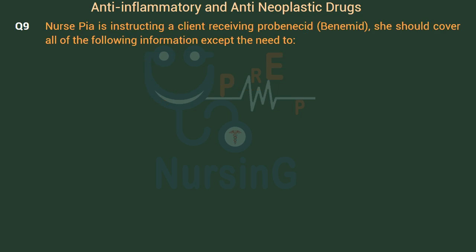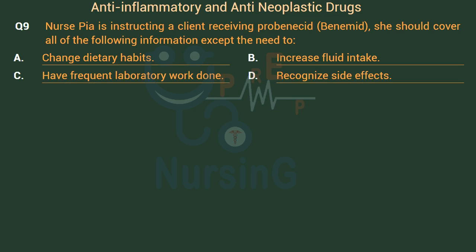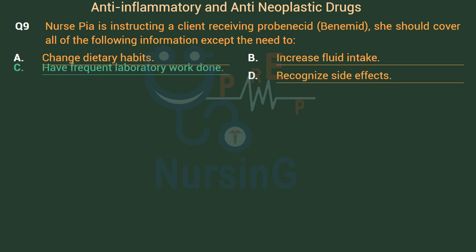Nurse PI is instructing a client receiving probenecid, Benemid. She should cover all of the following information except the need to: Option A. Change dietary habits. Option B. Increase fluid intake. Option C. Have frequent laboratory work done. Option D. Recognize side effects. Right answer is Option C.